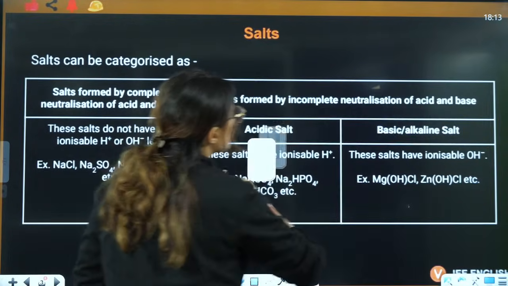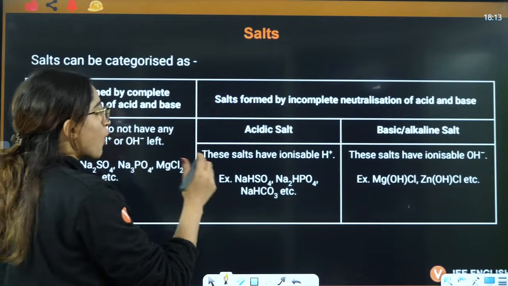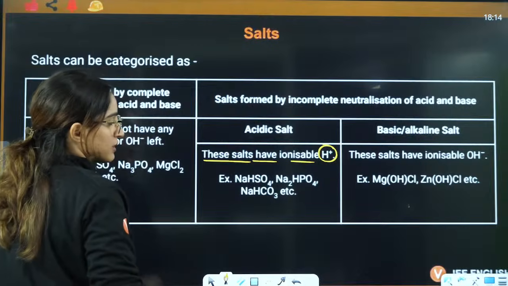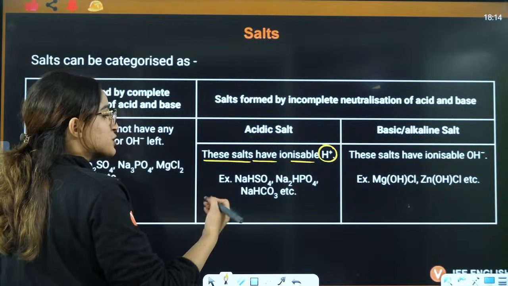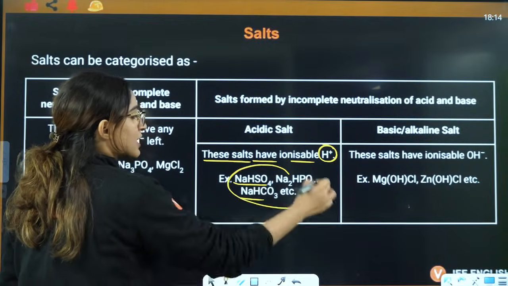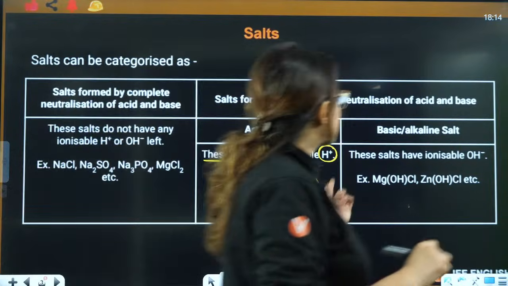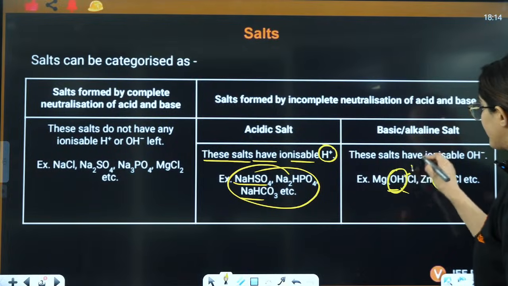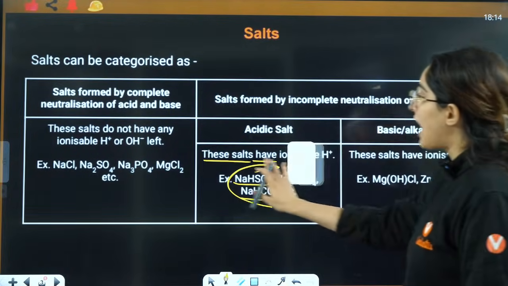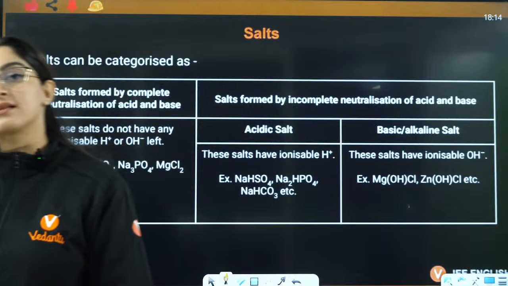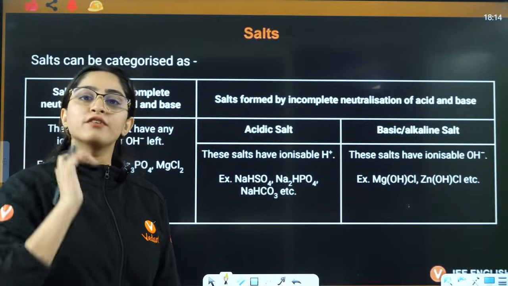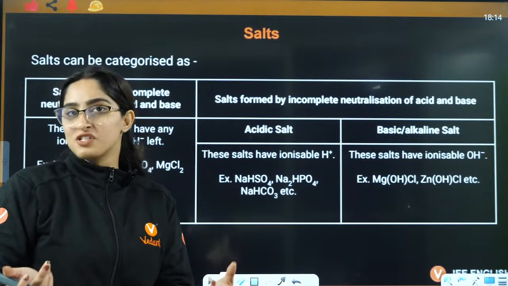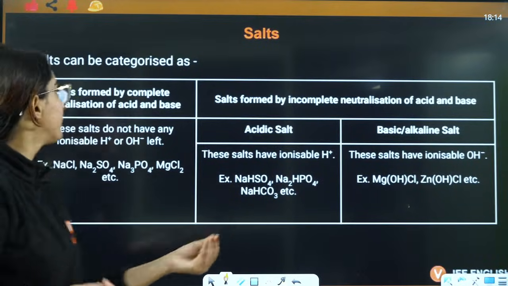What is an acidic salt? Let's see. Acidic salts have ionizable H positive, that means they have ionizable H positive here. Basic salts have ionizable OH negative here, right? That means the one which can ionize OH negative is a basic salt, and the one which can get dissociated to give H positive is an acidic salt, right?